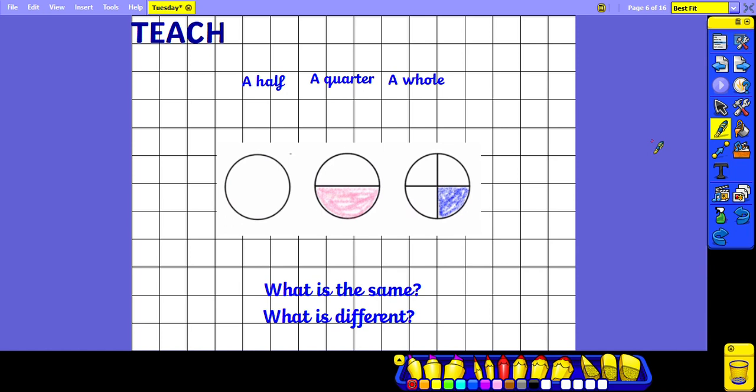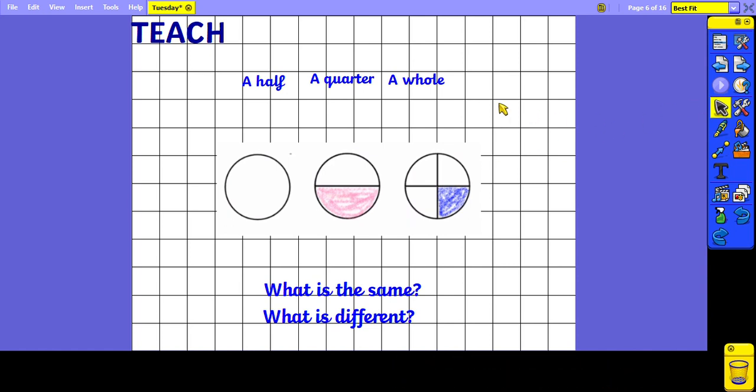This time we have got a circle and it has been split in different ways. We need to match the label to the correct picture. So starting with this one, we've just got one part. It's a whole circle. Here we've got the same circle, but it has been split into two parts, and one of the parts has been coloured in. We can see that both of them are equal. So this is representing a half.